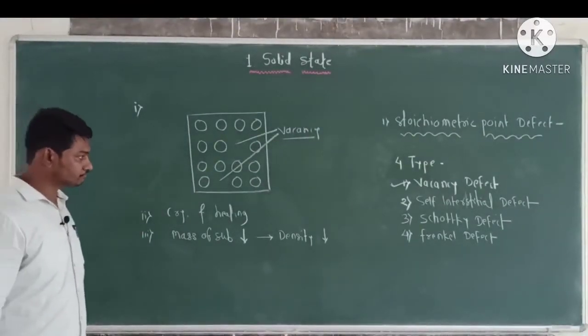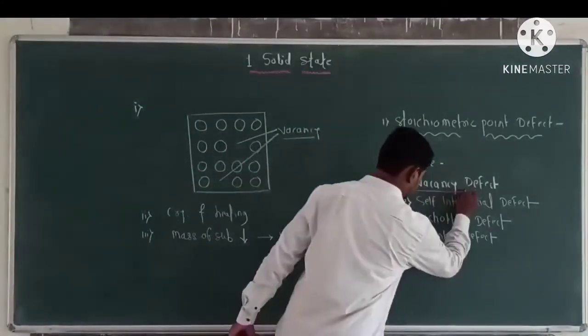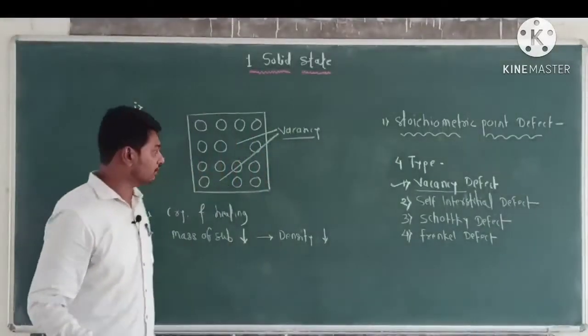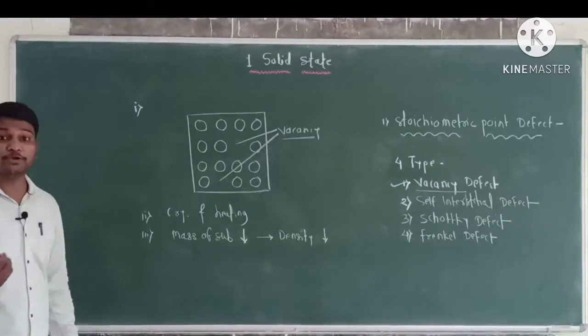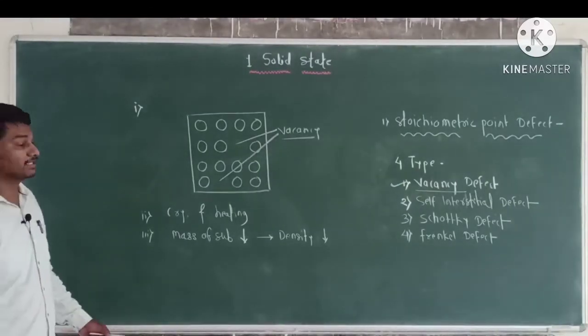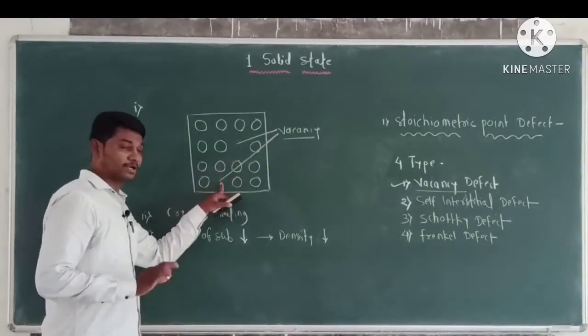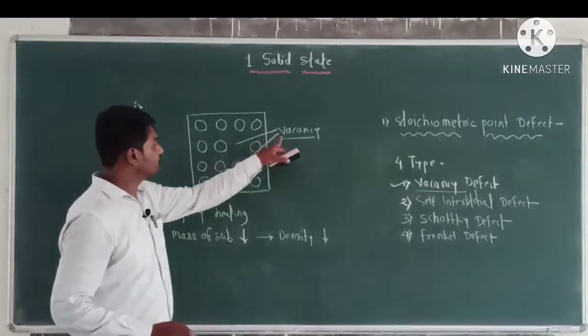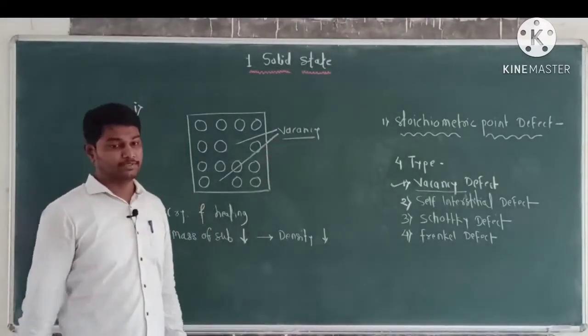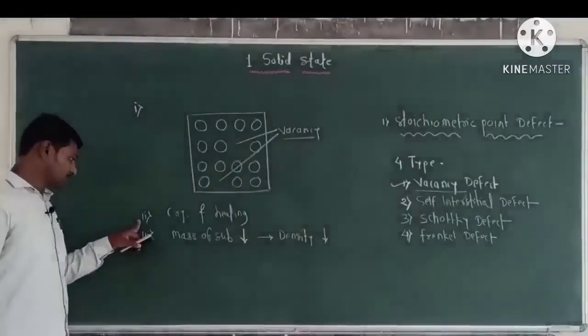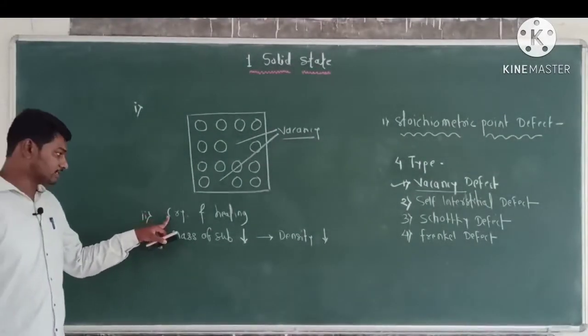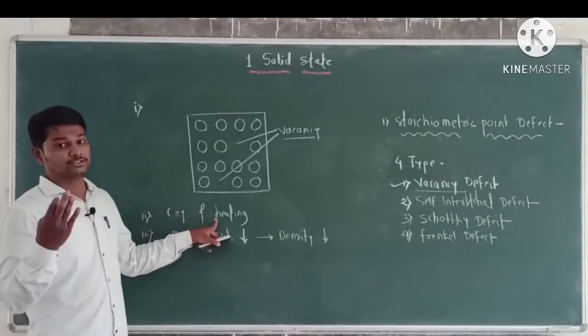Okay. Now, vacancy defect. This type of defect occurs when a vacancy is produced by the absence of a constituent particle. Therefore, such a type of defect is called a vacancy defect. Vacancy defect generally occurs during the crystallization and heating of a substance.